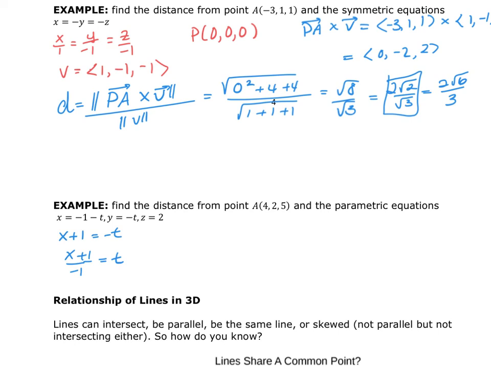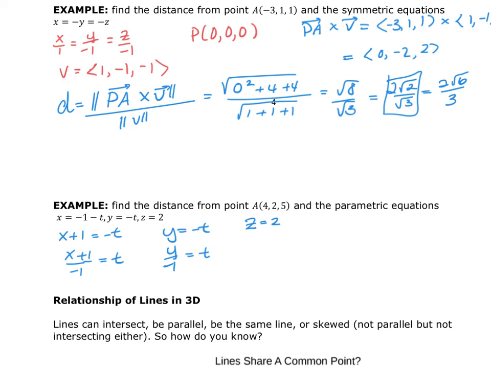For y, that one's actually not too bad. y is equal to -t, so y over -1 is equal to t. The last one's a little different. I don't have a t for that one. I have z is equal to 2, and it doesn't have the parameter t.